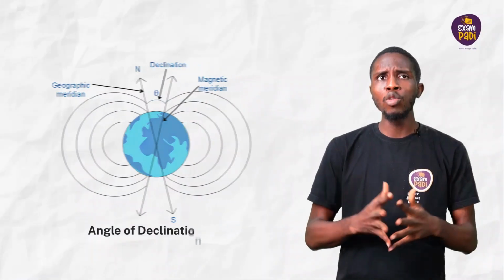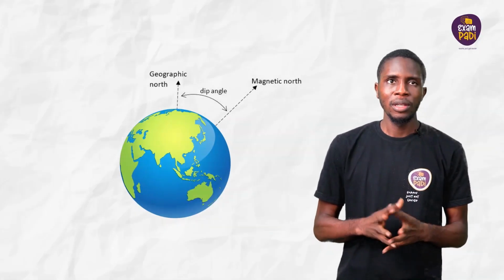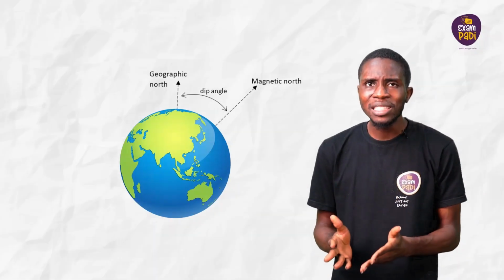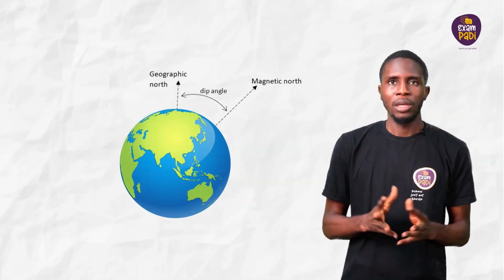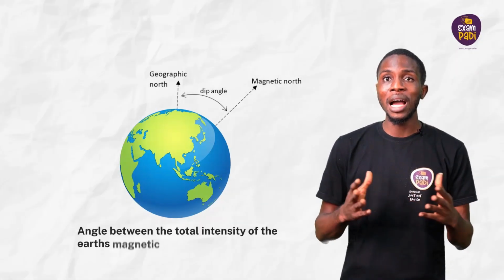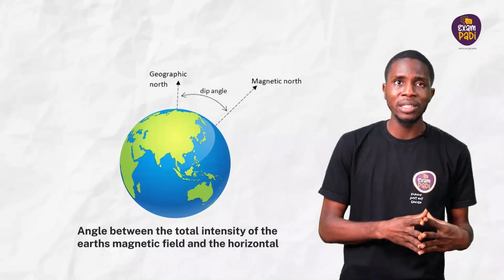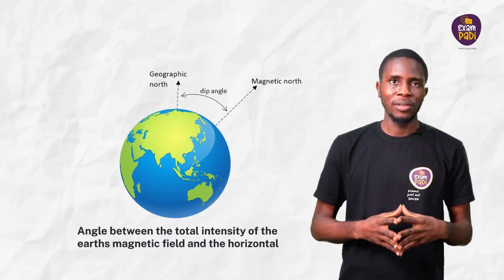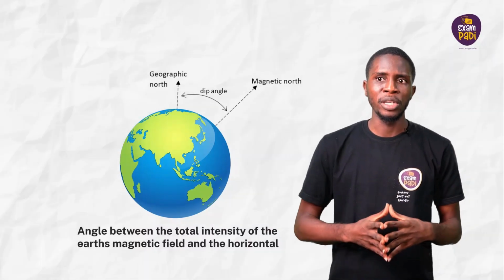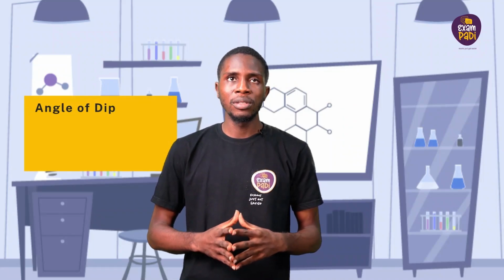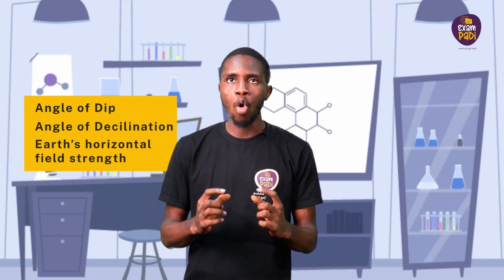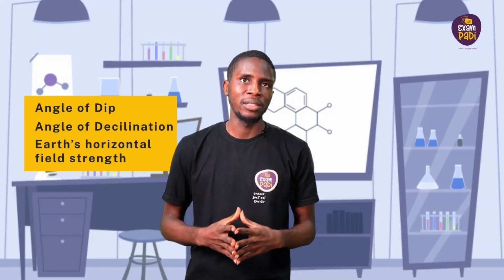The next is the angle of dip. This is the angle between the horizontal and the resultant Earth's magnetic field. It can also be defined as the angle between the total intensity of the Earth's magnetic field and the horizontal, as displayed in this image. However, the angle of dip, declination, and Earth's horizontal field strength are called magnetic elements.